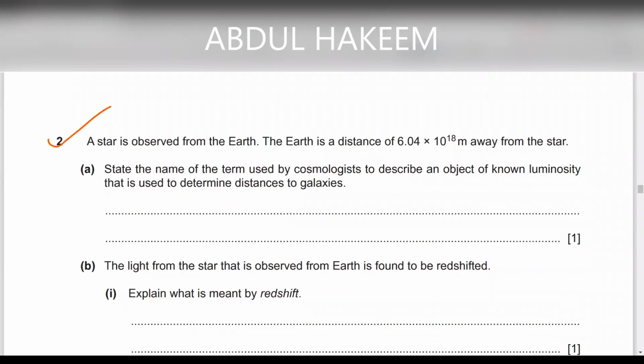Okay, the next question is, a star is observed from the Earth. The Earth is at a distance of 6.04 × 10^18 meters away from the star. State the name of the term used by cosmologists to describe an object of known luminosity that is used to determine the distances of stars. So definitely it is standard candle.